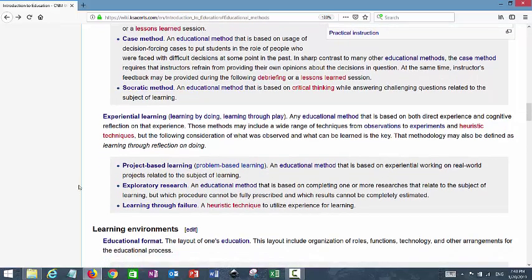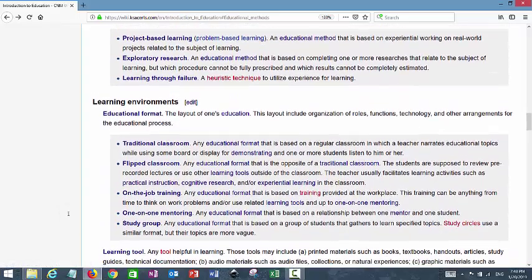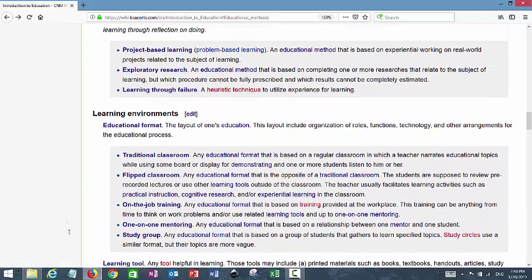Once again, I want to get back to the experiential learning definition, and reflection is the key. That methodology may also be defined as learning through reflection on doing. Saying this, I hope that we are ready to go to learning environments, and hopefully to see you then.